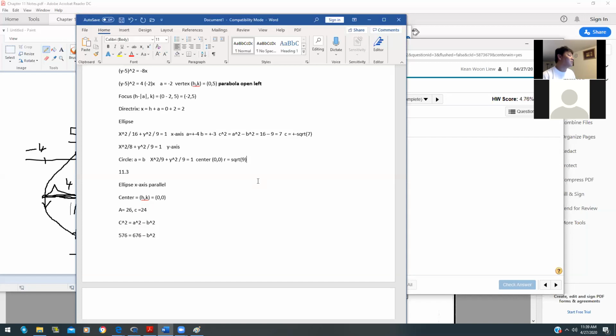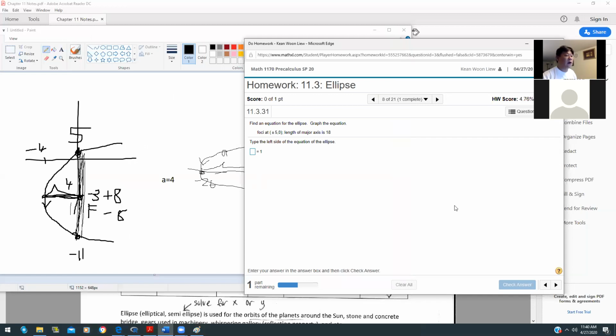So in order for us to figure out, if they are a circle, your A and B have to be the same number, and then you take the square root of it. That's your radius, 3 in this case. Okay, and your center is your H, K. So this is how you figure out whether an ellipse is a circle or not. Okay. You guys doing all right so far?